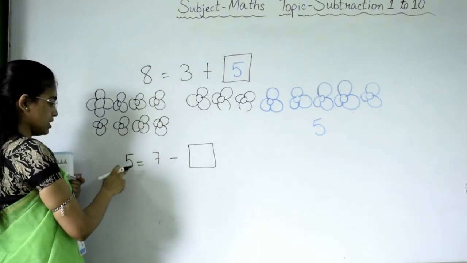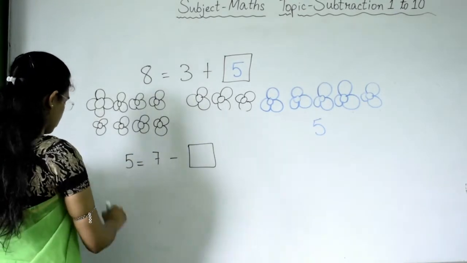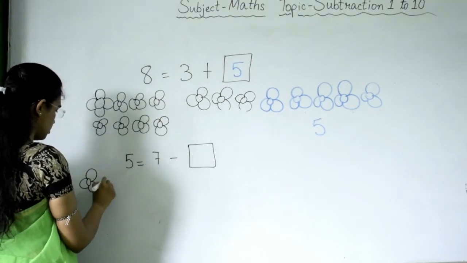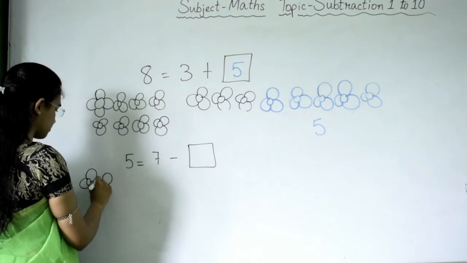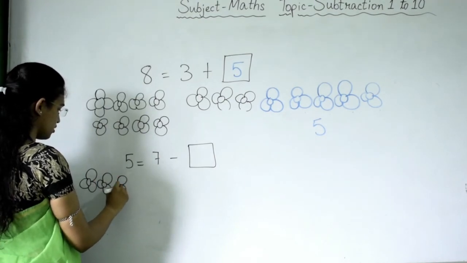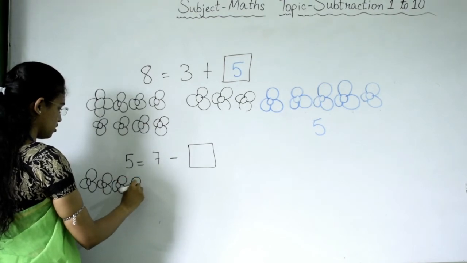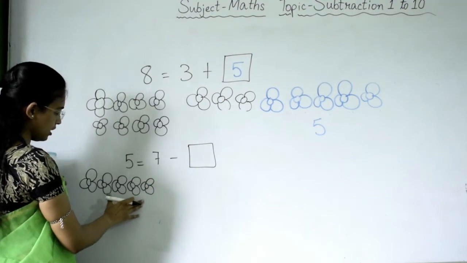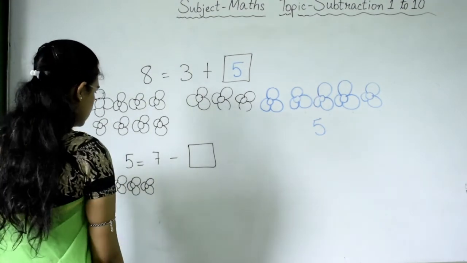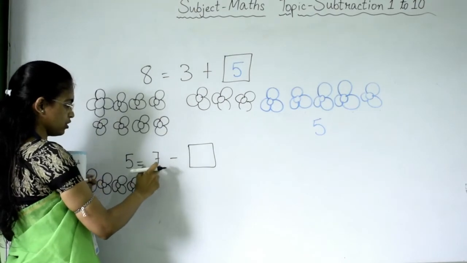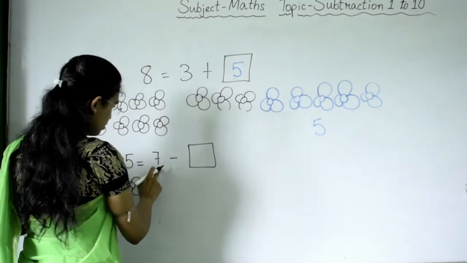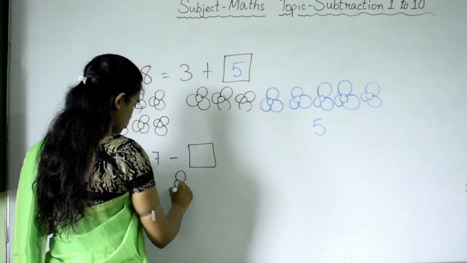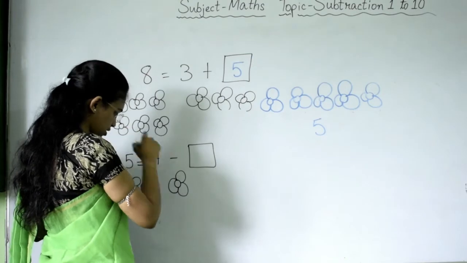So, which number is this? This is number 5. So in this side we have how many flowers? 1, 2, 3, 4, 5. So in this side we have 5 flowers, right? And in this side how many flowers do we have? Which number is this? 7. So we have to draw how many flowers? 7 flowers.